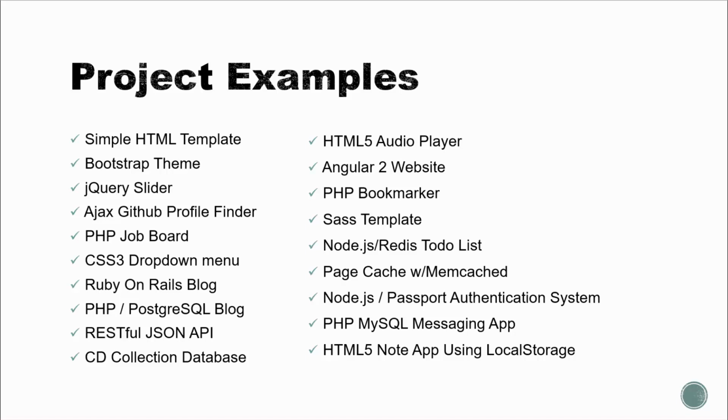a to-do list using Node.js and Redis, a page caching system with Memcached, a passport authentication system with Node.js and Passport, a PHP and MySQL messaging app, and an HTML5 note-taking app using local storage. All right, so these are just some of the projects that we'll be building throughout this huge course.